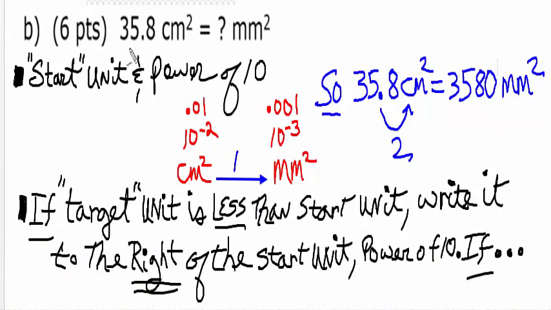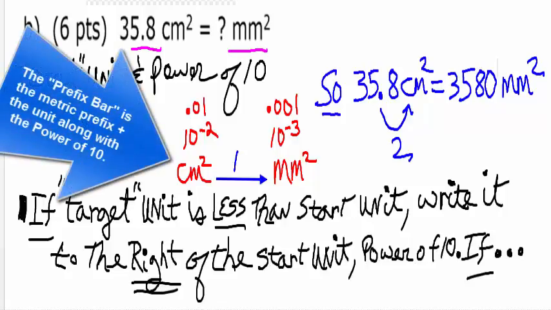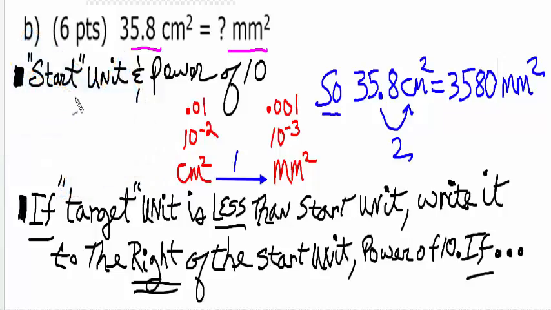Part B, 35.8 square centimeters is how many square millimeters? This is a metric to metric area conversion. Recall how we converted metric units. We move the decimal as many places as on the prefix bar. For area units, we double the number of places, and for volume units, we triple the number of places as on the prefix bar.